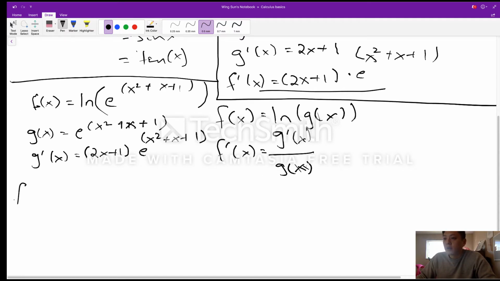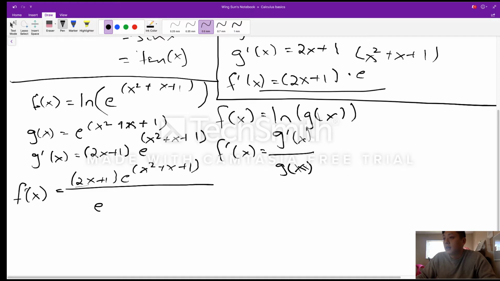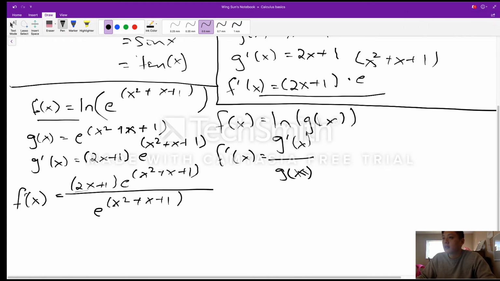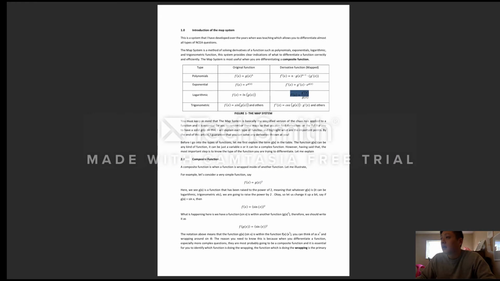So f prime of x is equal to all of that. So 2x plus 1 e to the x squared plus x plus 1 over, what's g of x? G of x is just that. So e to the x squared plus x plus 1. See? Very simple. Just because it looks complicated doesn't mean it's complicated to derive. Okay. Now it's the same logic as these ones as well.